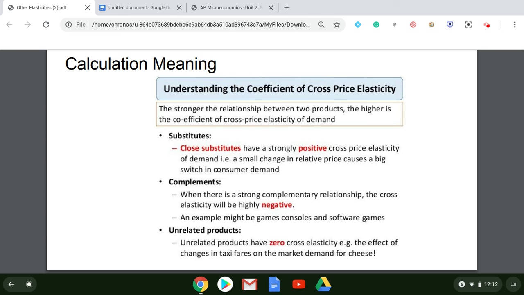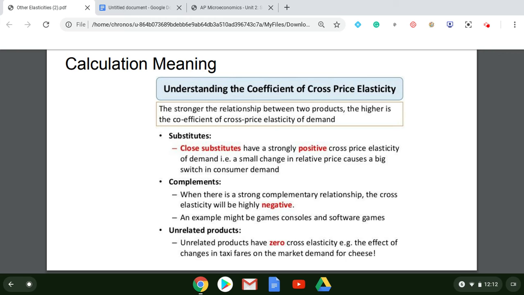So we have substitutes. Close substitutes have a strong positive cross elasticity. Again, if it was a substitute, we'd have a positive cross price elasticity. And if they're close substitutes, meaning it's a one to one substitution, if the price of one goes up by 1 penny, everyone would go and consume the other.